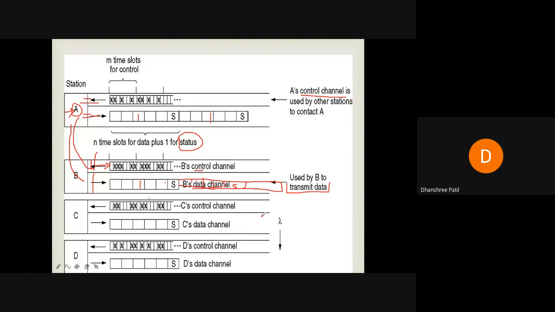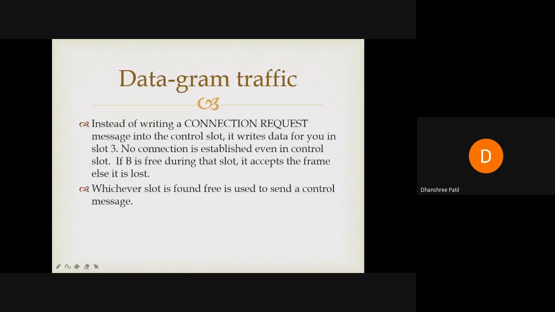Yes, any doubt? Okay, no doubts. Okay, we'll move forward.